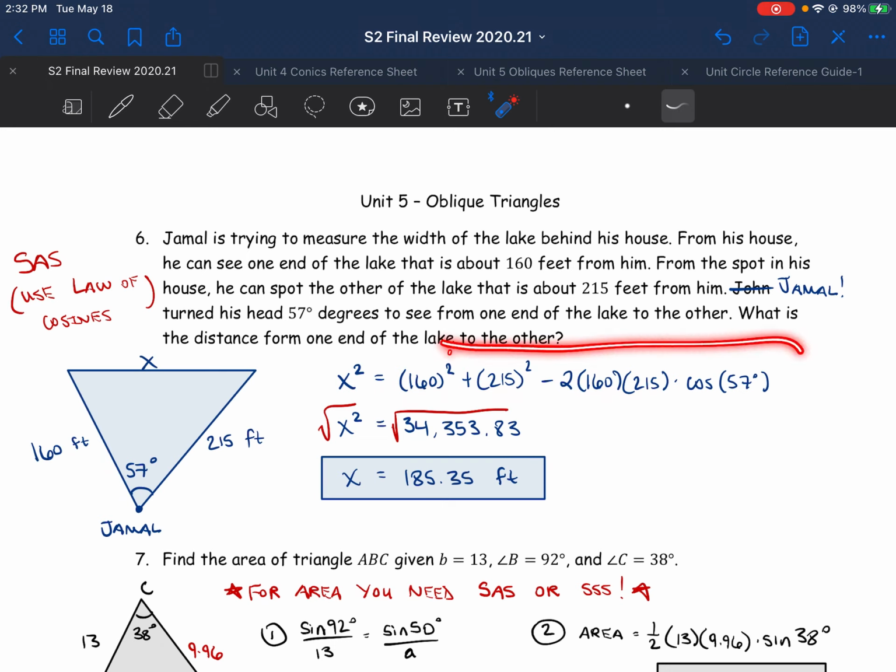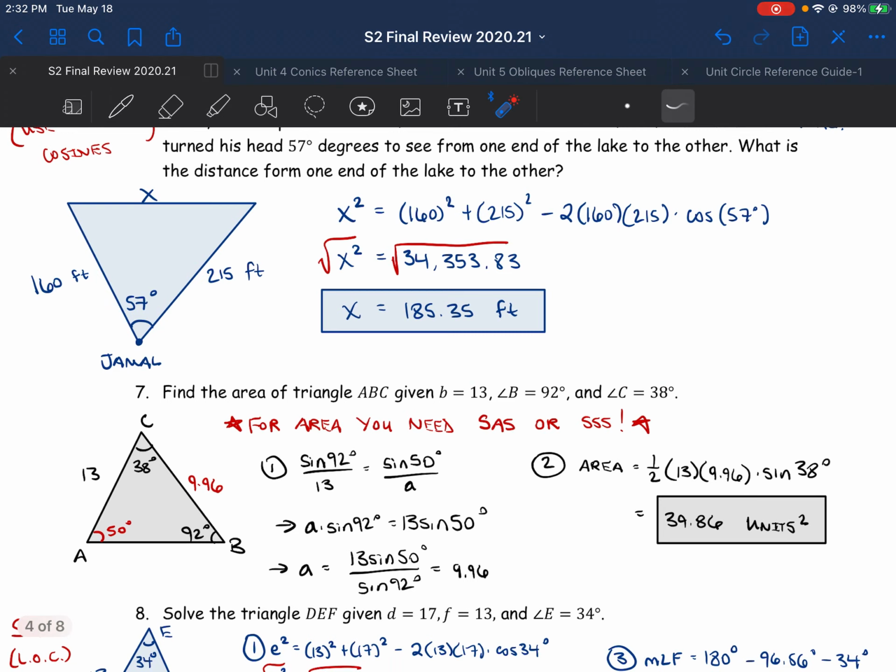So this is how everything gets set up with this law of cosines problem. All of this stuff you can simplify, use your calculator, and you get 34,353.83. Now this is for x squared, so of course we take the square root of both sides, and that gives us that x, or the distance from one end of the lake to the other, is 185.35 feet.